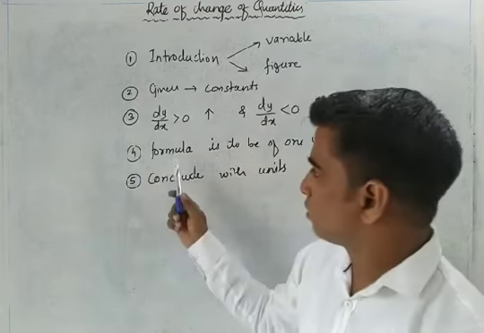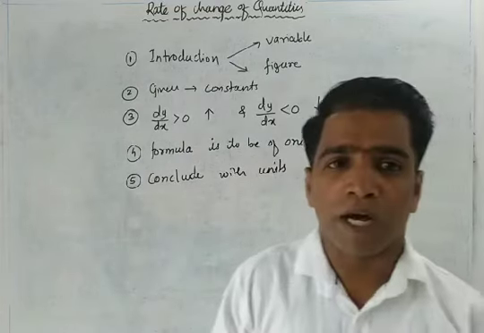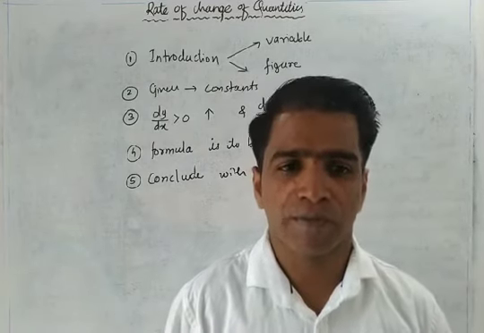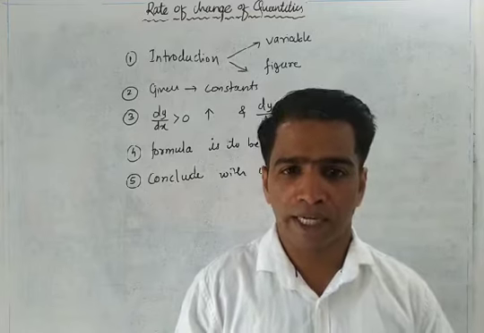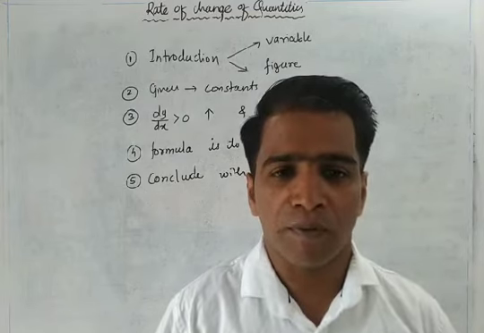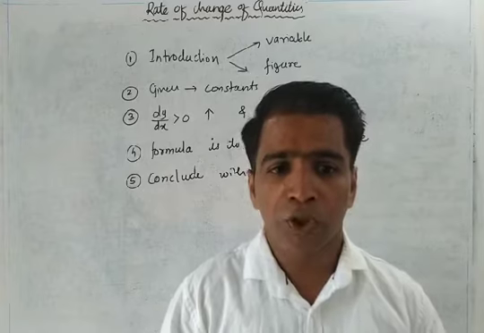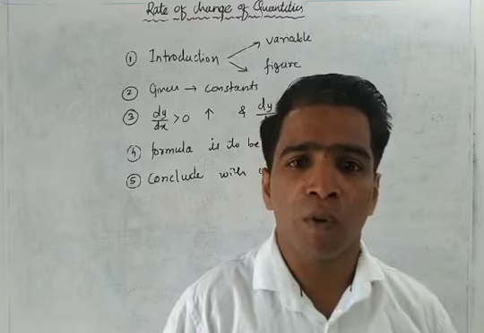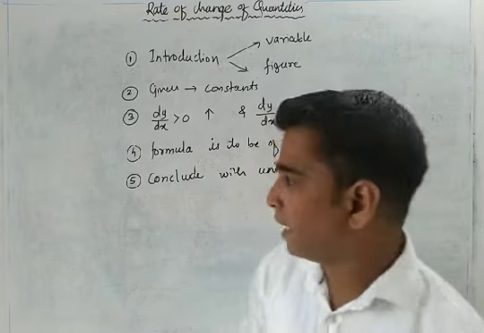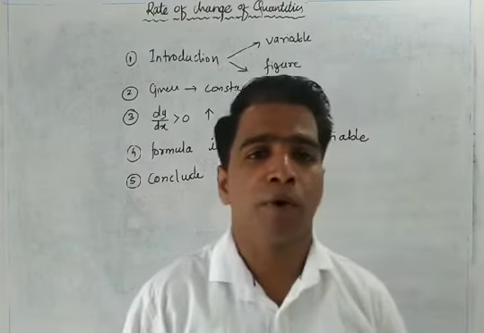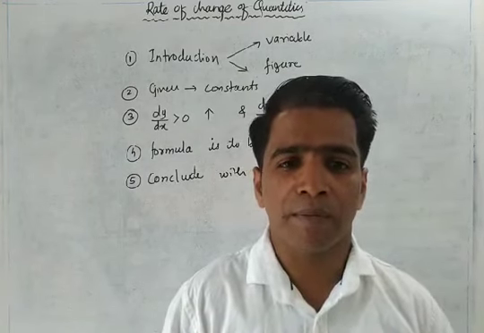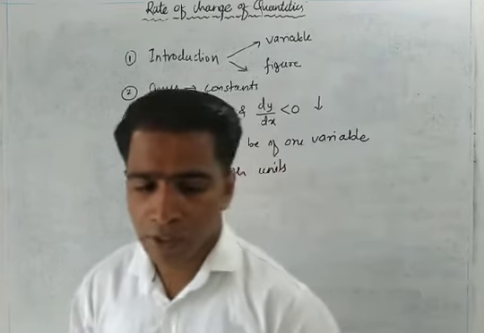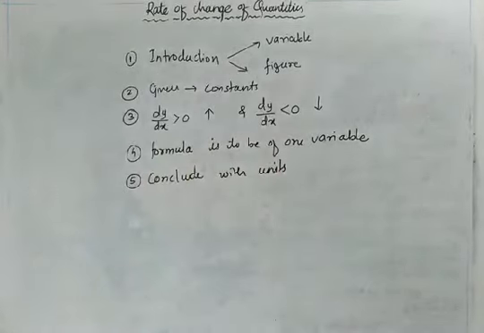Next one is the formula. The formula of an example depends on the given question. First we have to understand the formula, and once you understand it, we have to check that it should be in one variable. If more than one variable is there, try to convert it into one variable. And last, conclude with proper units. In each and every example you must conclude with the proper unit. So now let's begin with the examples one by one.